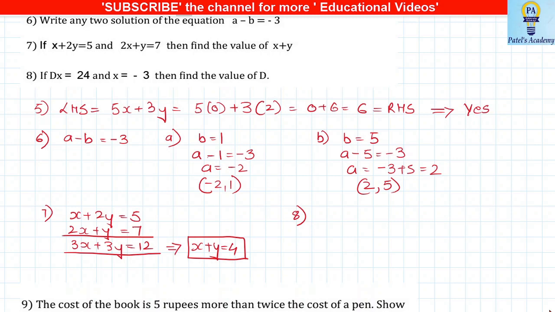They have given dx and x. You have to find the value of d. So first, let us write down the formula. x equals dx upon d. So here they are given the value of x, that is minus 3, equals dx, which is 24, upon d. So when I shift, I get the value of d as 24 upon minus 3. d is minus 8.